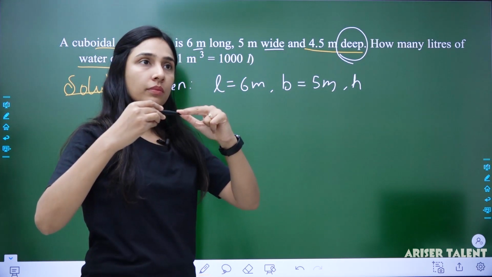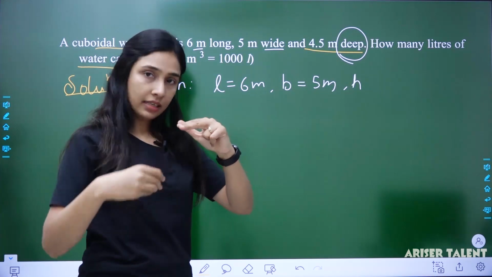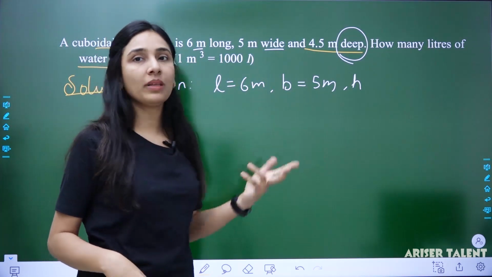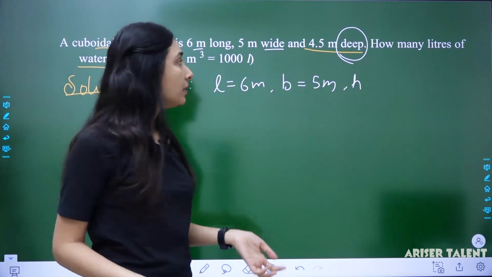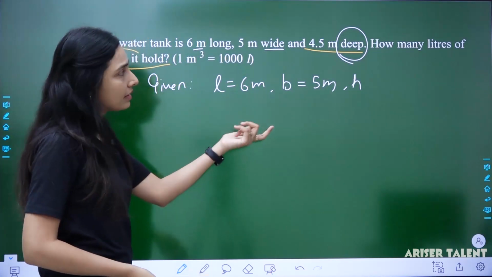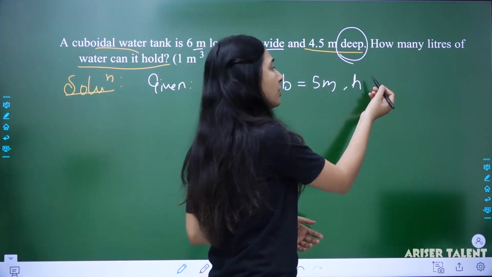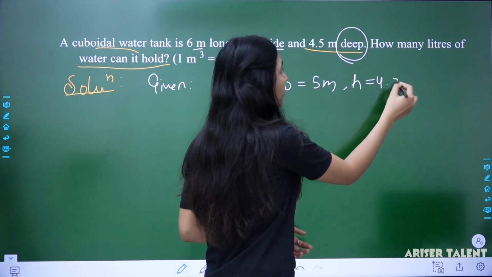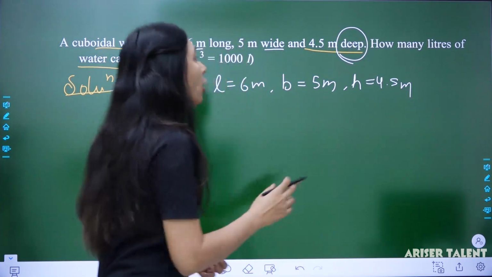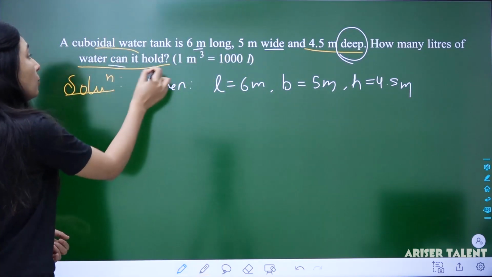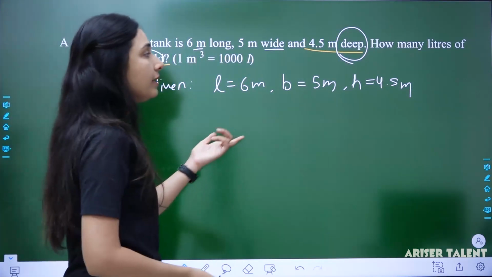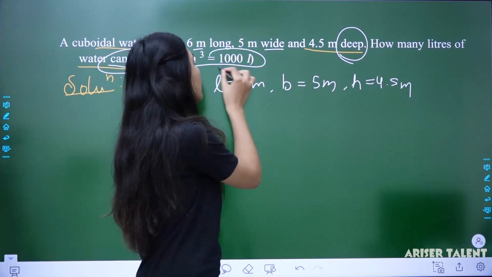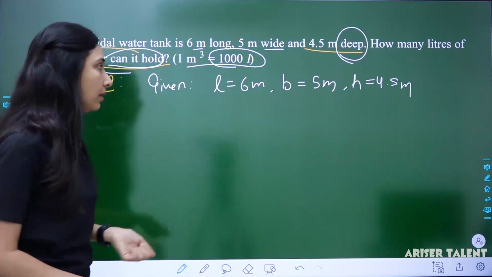So we are not going to take any signs, because in the case of volume and area, negative doesn't work. So we are going to have this height, which is also equal to its depth, which will be 4.5 meters in this case. How many liters of water can it hold? Now we have to just calculate in meters and we will find that in liters afterwards.